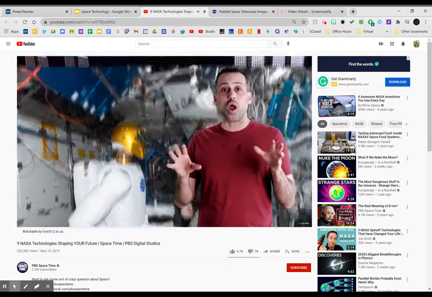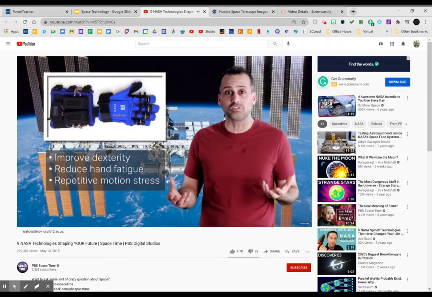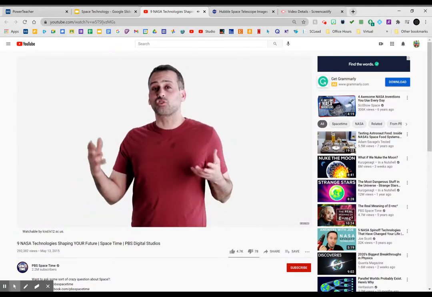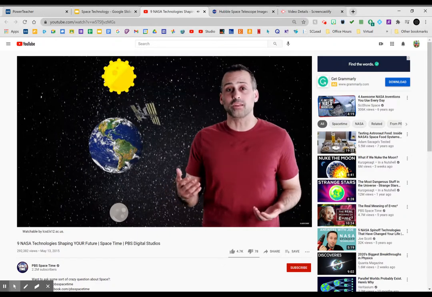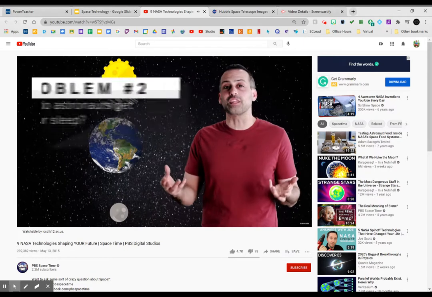Anyway, the RoboGlove tries to improve dexterity and reduce hand fatigue and repetitive motion stress for astronauts working on equipment during spacewalks. Next problem. The space station orbits Earth so fast that each new sunrise happens every 90 minutes. Not the best for your circadian rhythms, so how do astronauts get regular sleep?